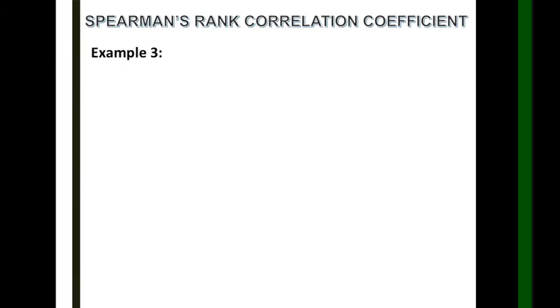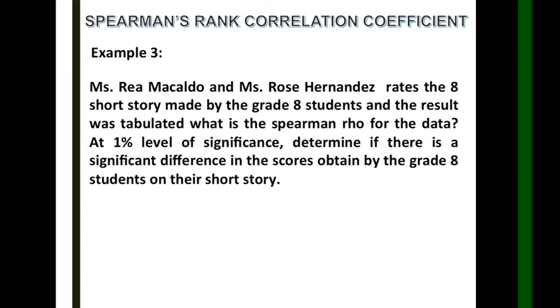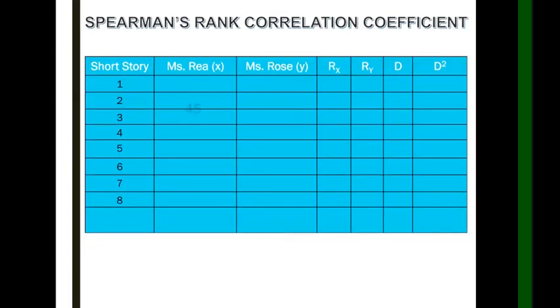Okay, so we have another example. You're so lucky, we have 3 examples here. Miss Rhea Macaldo and Miss Rose Hernandez rated the 8 short stories made by the grade 8 students, and the result was tabulated. What is the Spearman rho for the data? At 1% level of significance, determine if there is a significant difference in the scores obtained by grade 8 students on their short story. For this particular example, number 3, I am going to leave this to you to determine what you think is the answer and what you think is the interpretation.